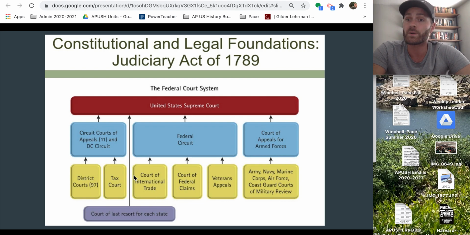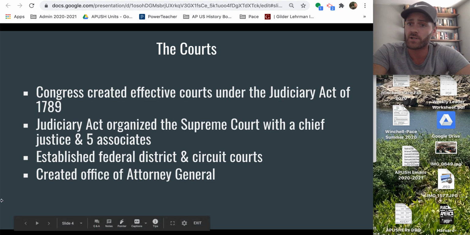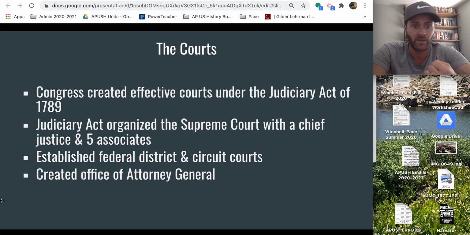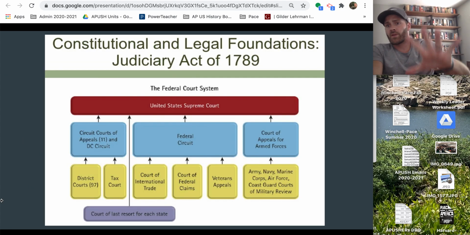Now, the first Supreme Court Chief Justice who's created here is actually going to be John Jay, another guy who we know of as a Federalist Paper author and a Constitutional Convention delegate. So he's going to play a key role in the legal side of things as well. So that's the first piece.